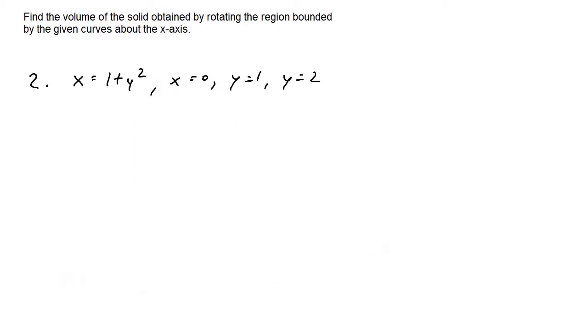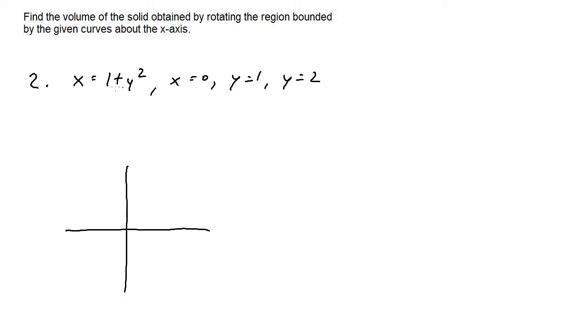Now for the second problem here, we have almost the same problem, but this time we're going to rotate about the x-axis instead of the y-axis. So notice that we have to put everything in terms of y. Our given curves are x equals 1 plus y squared, x equals 0, y equals 1, and y equals 2. So let's start by graphing these.